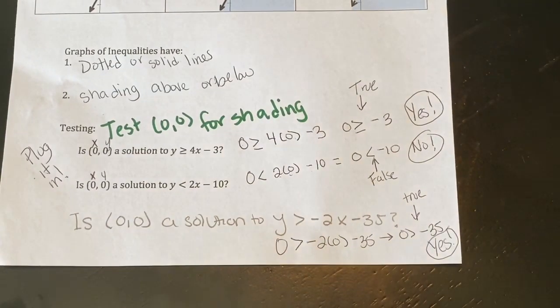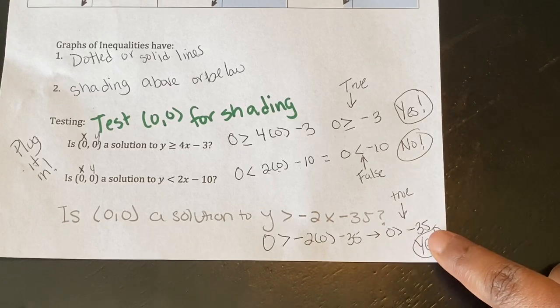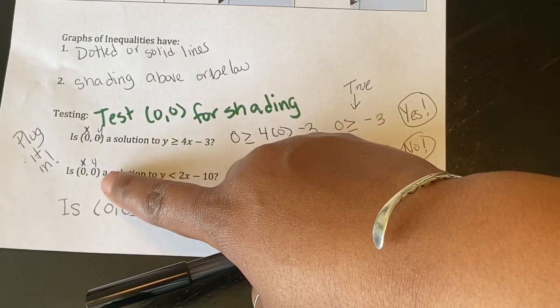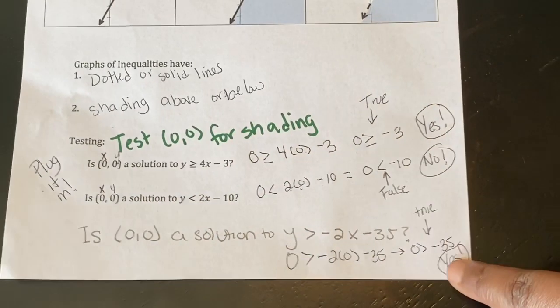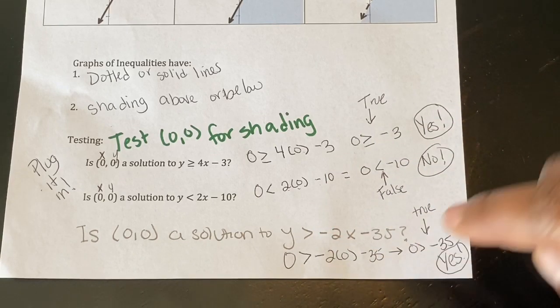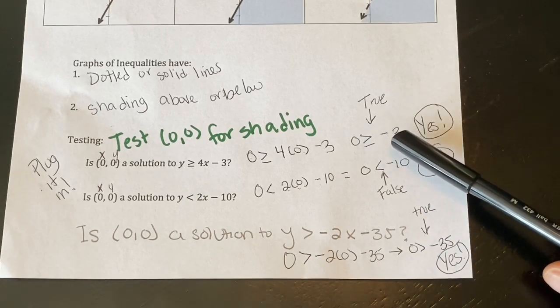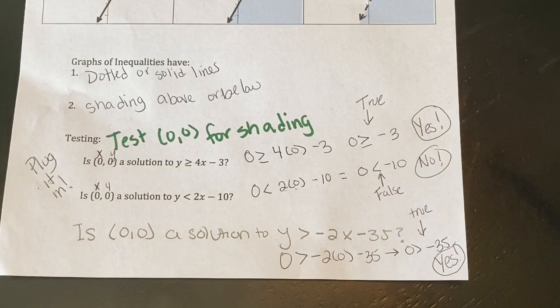So there are going to be questions like this on your practice. It's just asking you, is this a point a solution? It doesn't have to be (0, 0), but this is what we use to graph. Is a point a solution to an inequality? You just have to plug that point into that inequality and figure out if the answer is yes or no, based off of whether it results in a true statement or a false statement. Okay. Now let's get to graphing.